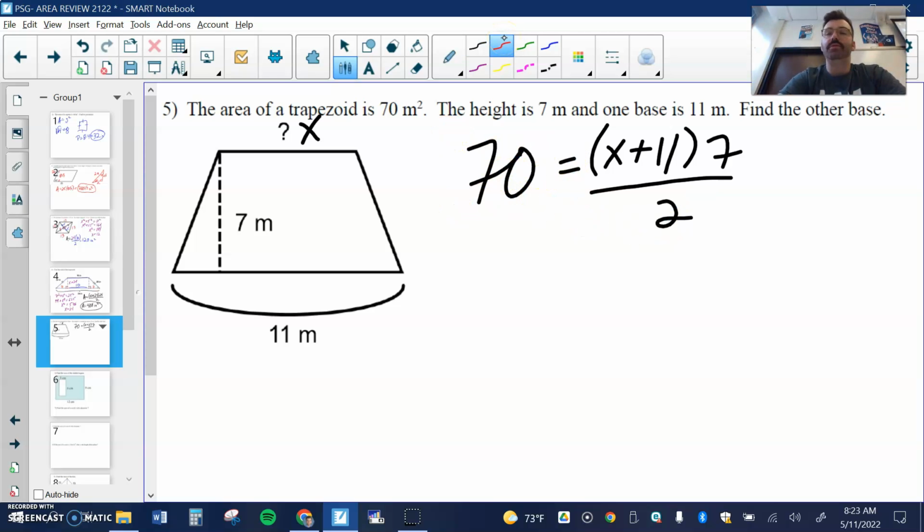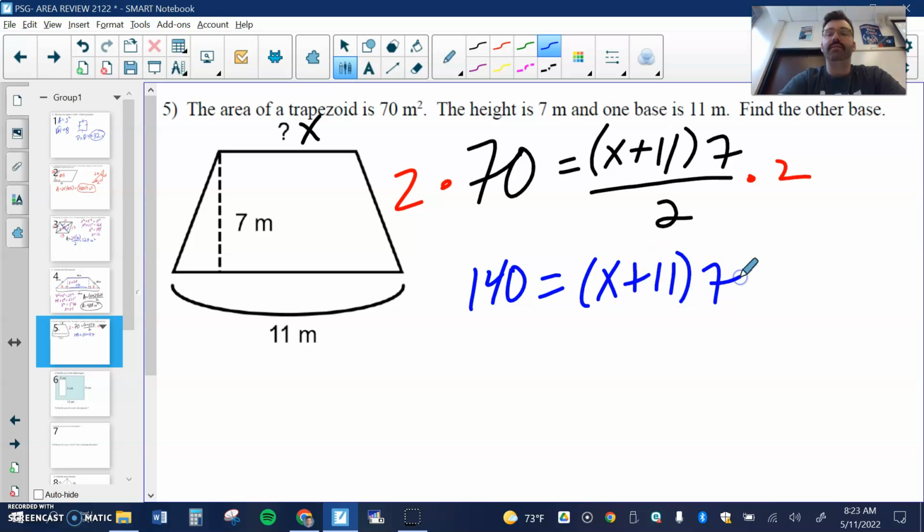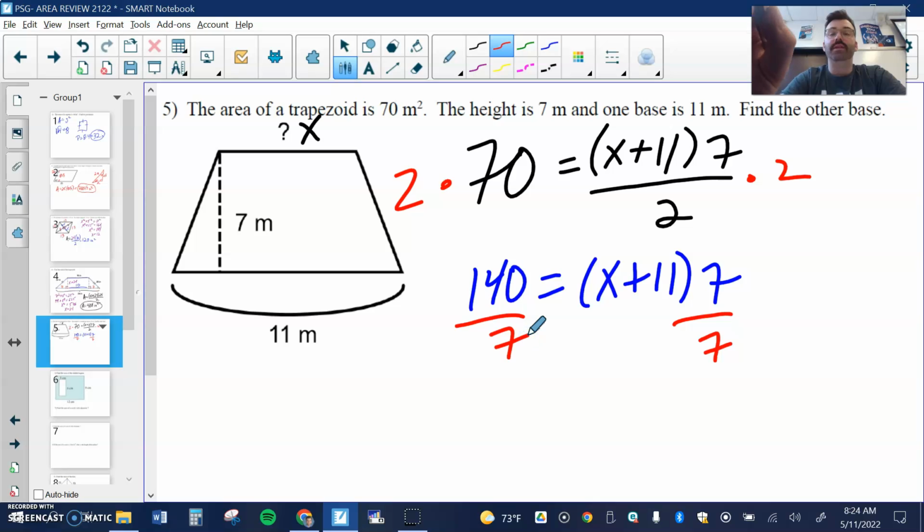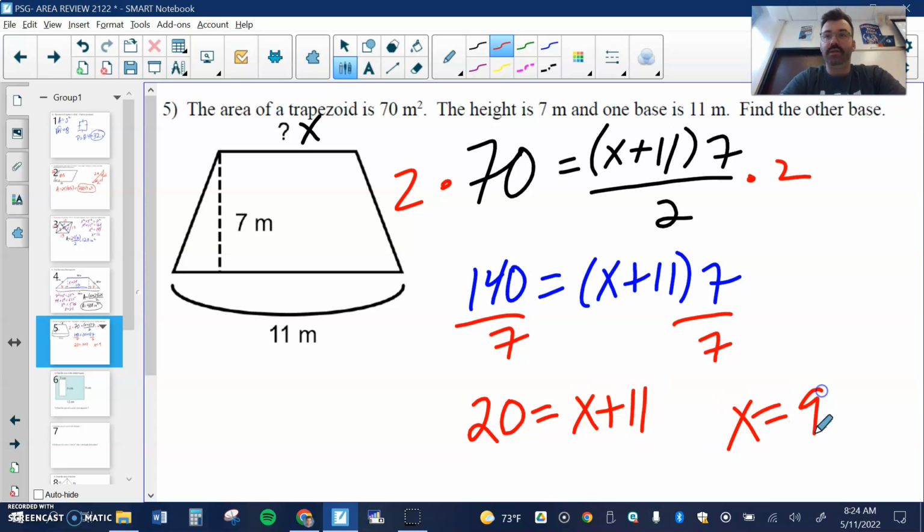Now, some people will choose to divide the 7 by 2 or distribute it first. I'm going to clear the 2 out right away. So multiply both sides by 2 and get 140 equals x plus 11 times 7. Now, some people will choose to distribute the 7. I'm just going to divide it, because I know that 140 divided by 7 is a nice clean number. So I get 20 equals x plus 11, or x equals 9.